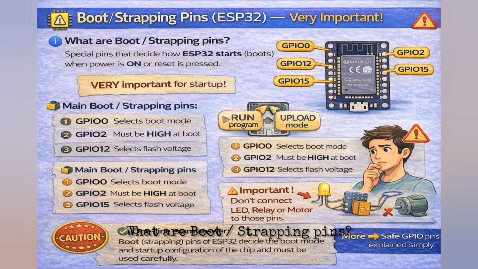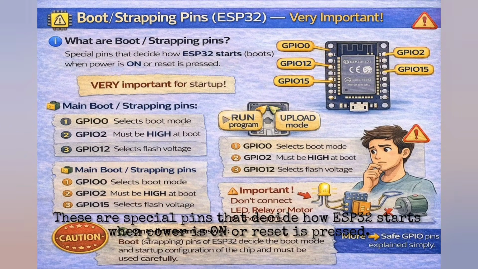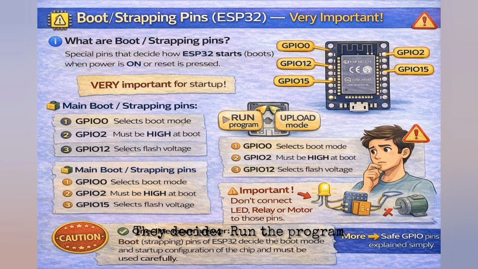What are bootstrapping pins? These are special pins that decide how ESP32 starts when power is on or reset is pressed. They decide whether to run the program or go into programming mode. So they control the startup mode of ESP32. Important boot pins in ESP32 are GPIO 0, GPIO 2, GPIO 12, GPIO 15.